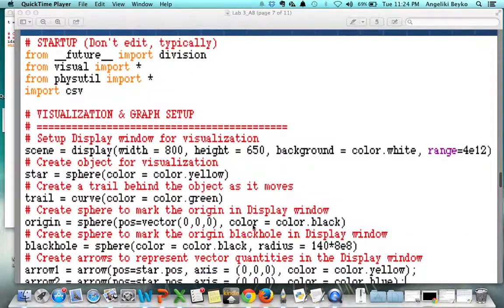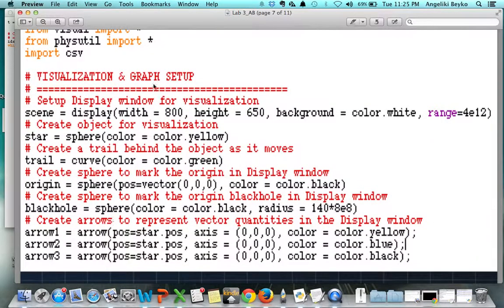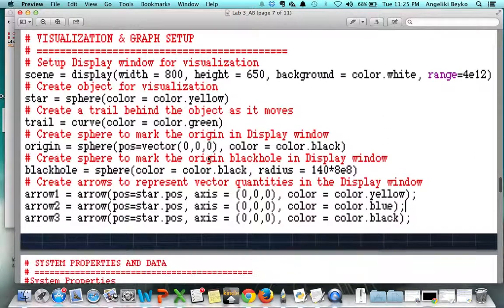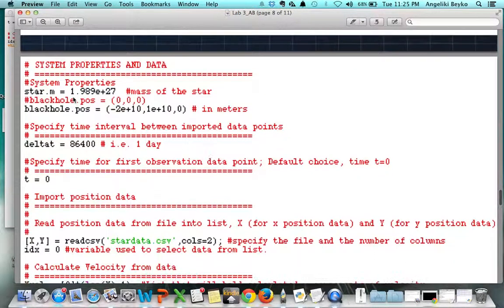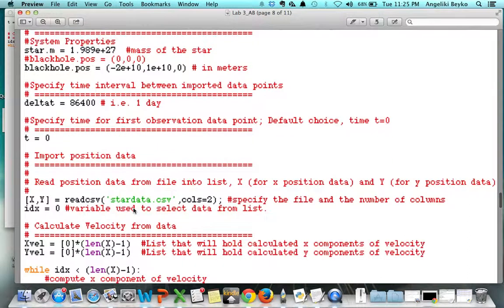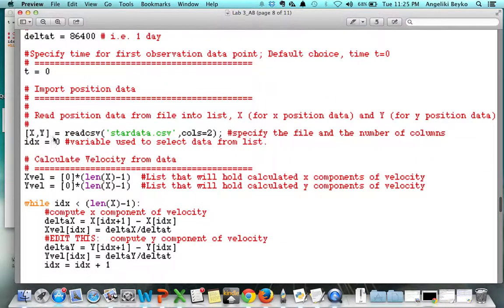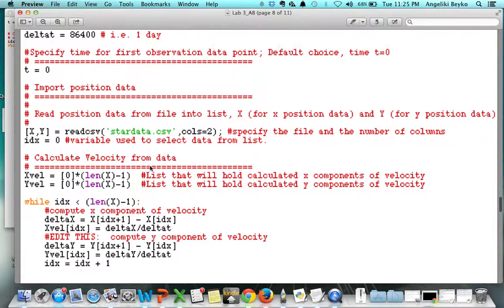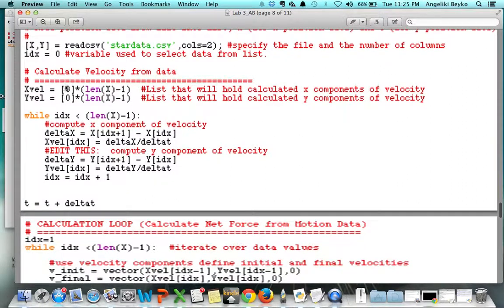This is the code. So we initialize everything, and these are the system properties: the star mass, the position of the black hole, delta t, how much time we're calculating over, and the beginning time point. This is the x and y positions for the star data, and we're creating lists to put in all the velocity xy components.